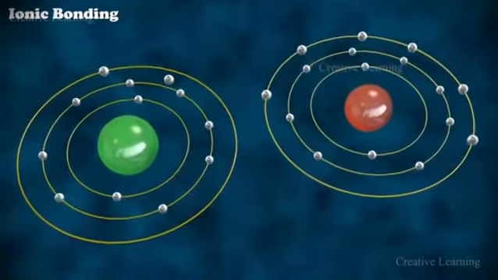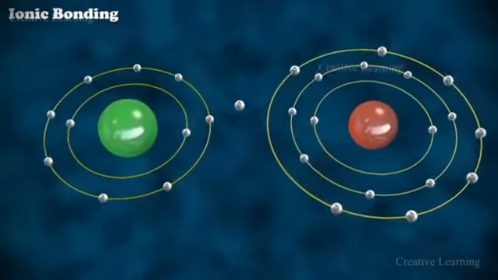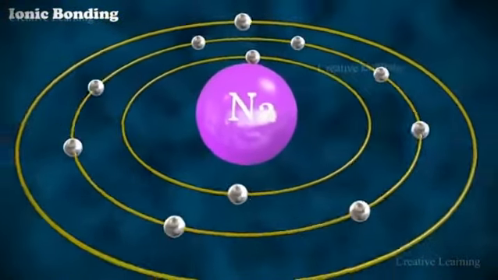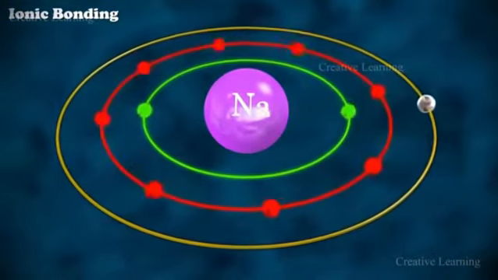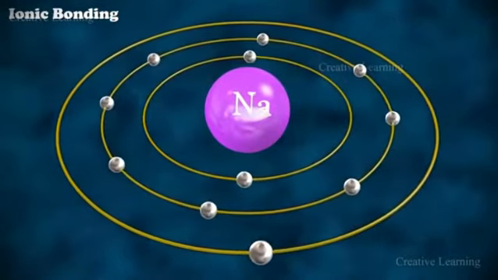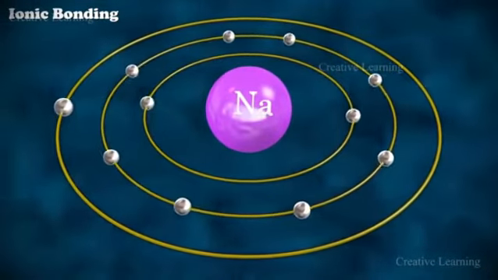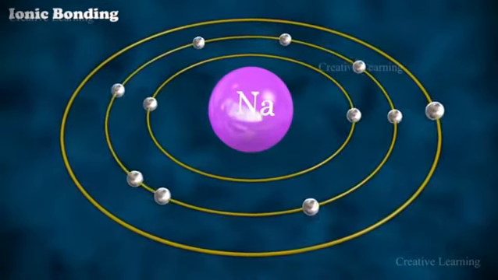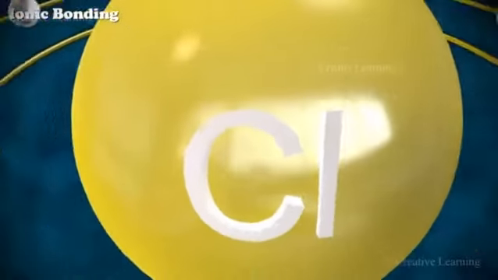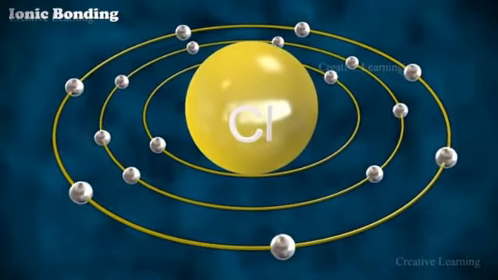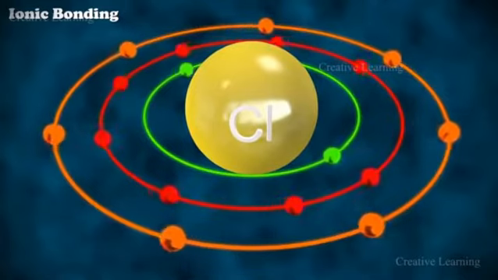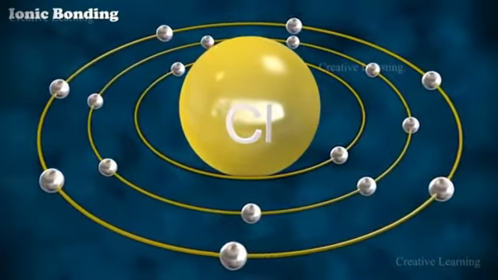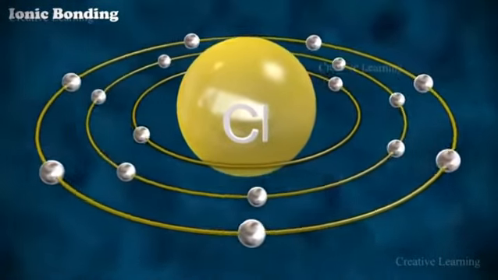In ionic bonding, more than one electron can be donated or received to satisfy the octet rule. Sodium metal has electronic configuration as 2, 8 and 1. It has one electron more than a stable noble gas structure. If it gives away that electron, it would become more stable. On the other side, chlorine has electronic configuration as 2, 8 and 7. It has one electron short of a stable noble gas structure. If it could gain an electron, it too would become more stable.